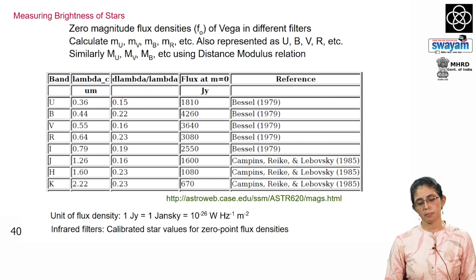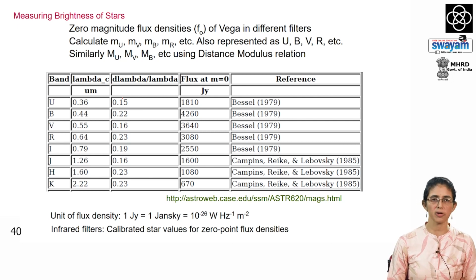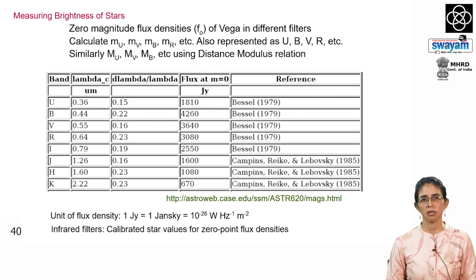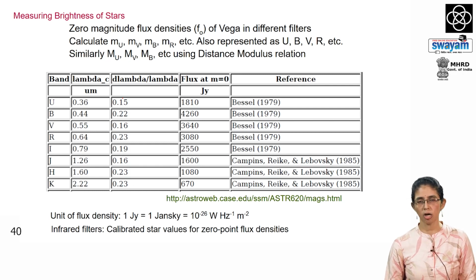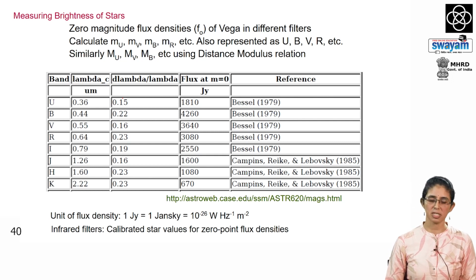So, this table, for example, lists the various parameters of the Johnson-Cousins UBVRI filters, and there are also infrared filters shown, the JHK. The name used for the filter is shown in the first column. The second column shows the approximate central wavelength of the filter, which is used because a filter is characterized by a central wavelength and a certain width, the bandwidth of the filter. The third column gives the bandwidth of the filter, and the fourth column gives the zero magnitude flux, that is, the flux of Vega through these filters.